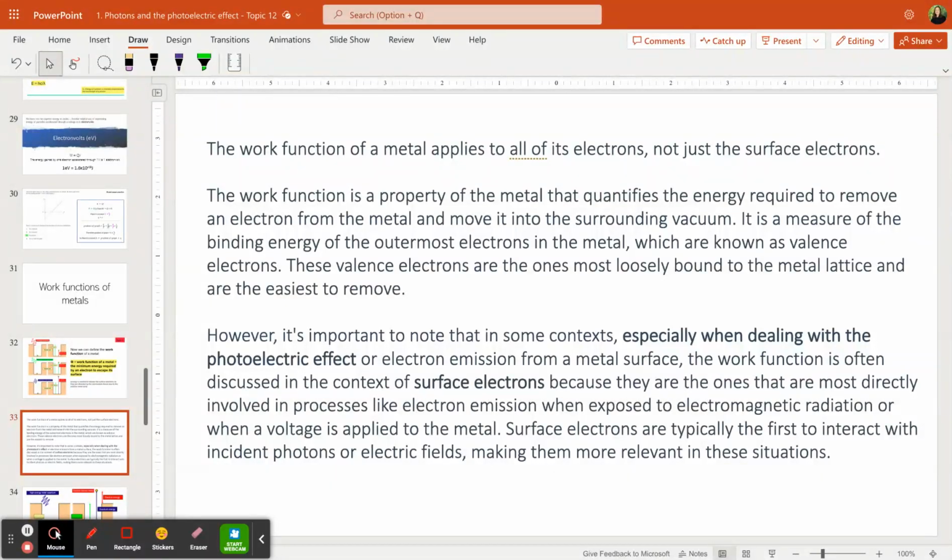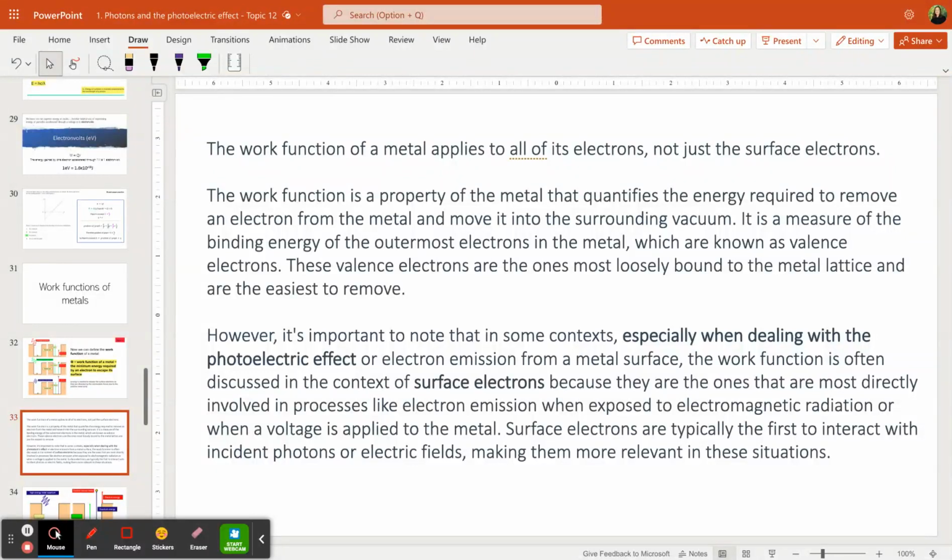And it's linked to the binding energy, which we'll talk about later, of the electrons in the metal that are valence electrons that are free to move. But it's important to note, especially when dealing with the photoelectric effect, that the work function is only discussed in terms of surface electrons, because those are the ones that will have been involved in the electron emission, because they're the ones that will interact with the photons.